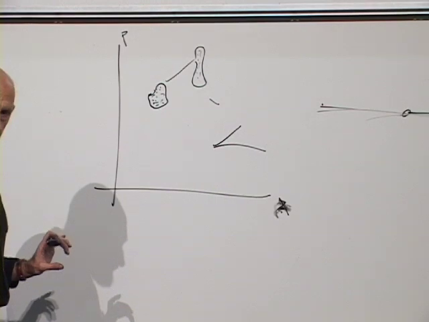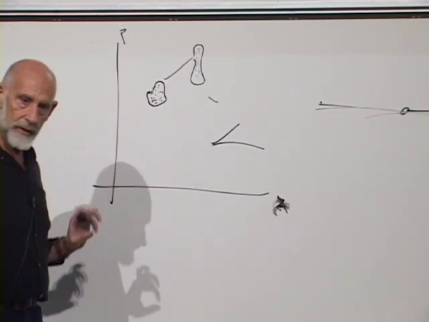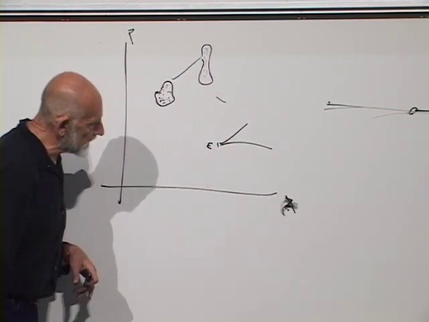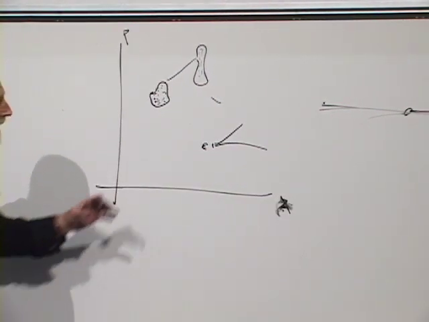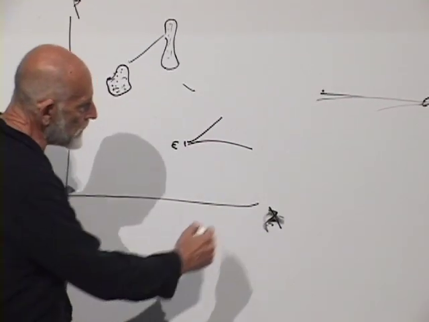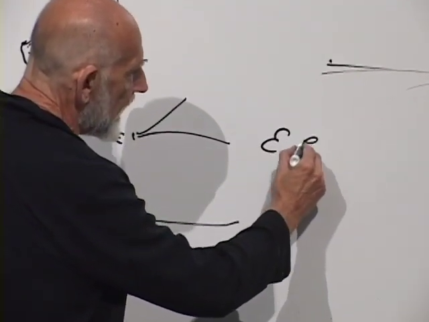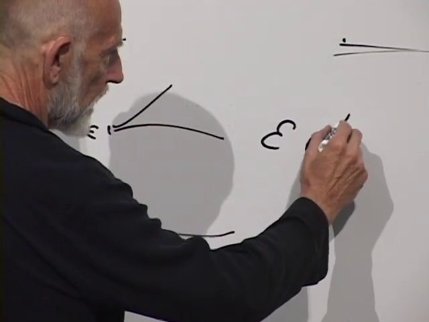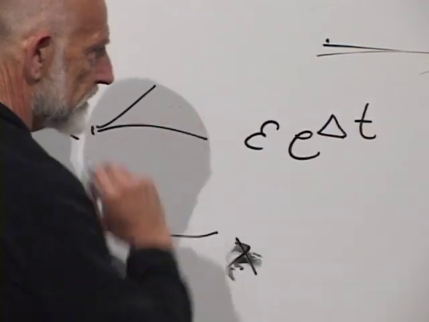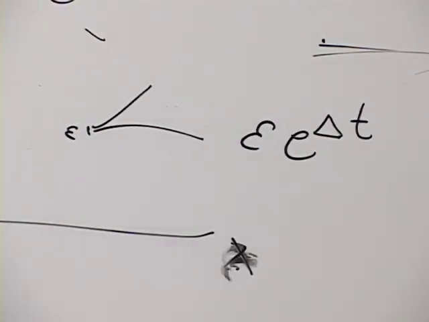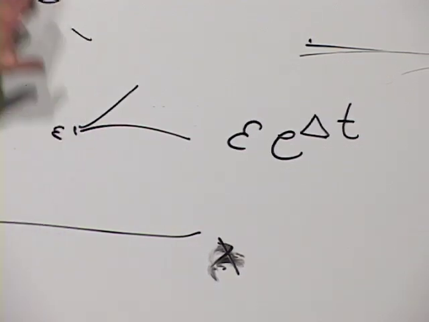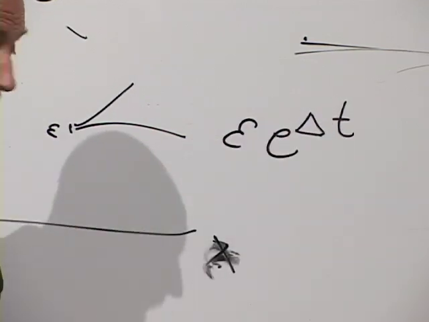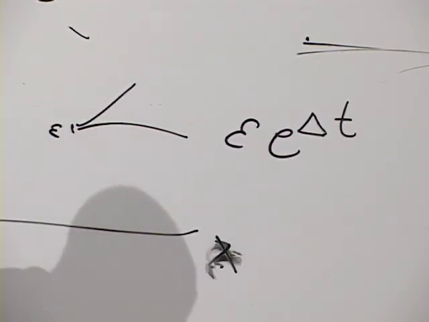So the distance between these two points, let's say the initial separation was just epsilon. Then after a time, the separation will be epsilon times e to a number, I'll call it delta, times t. That delta depends on the system. It may even depend on where you are in the phase space, but in general, it's a number that exponentially increases the separation between phase points.